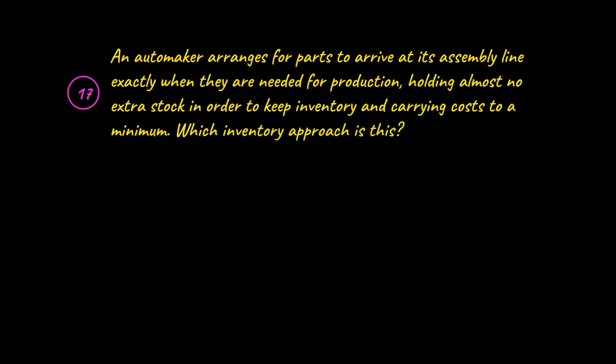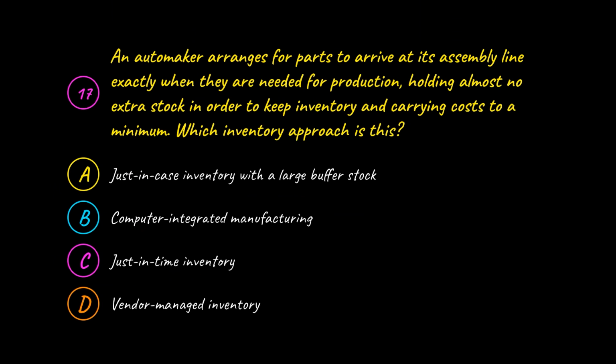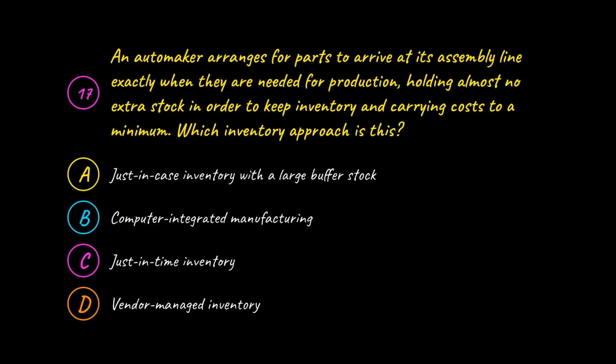Your options are A. Just-in-case inventory with a large buffer stock. B. Computer integrated manufacturing. C. Just-in-time inventory. D. Vendor managed inventory. Which one is it? Pause the video if you need more time.